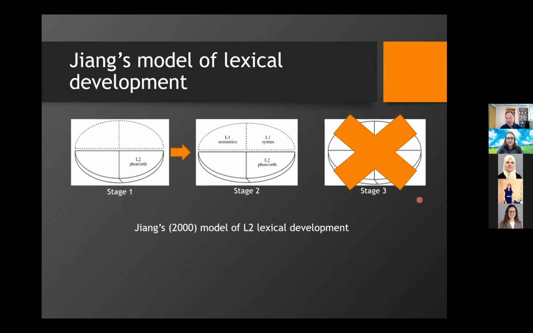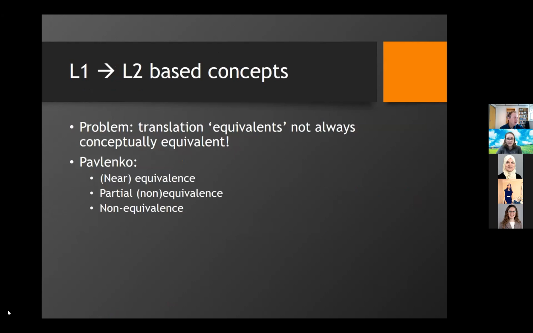Now, all of us who have studied a second language, which I assume is probably everybody here, know that this is a problematic situation because, as we know from translations, translation equivalents are not always conceptually equivalent, right? So if you go and look up a word in the dictionary, you'll get the best translation in the other language, but the best translation is not always completely in line with the meaning between the two languages.